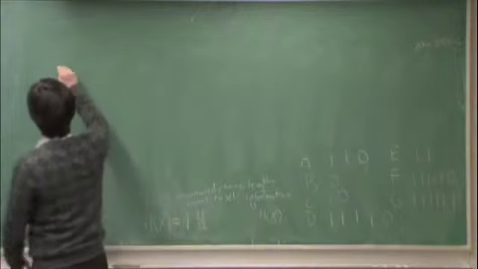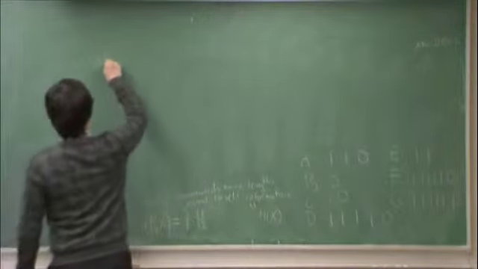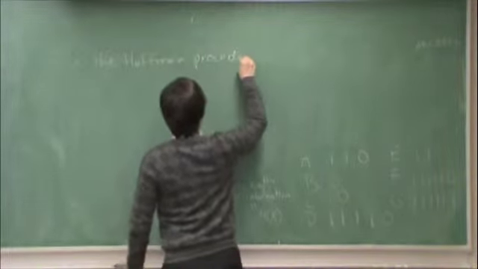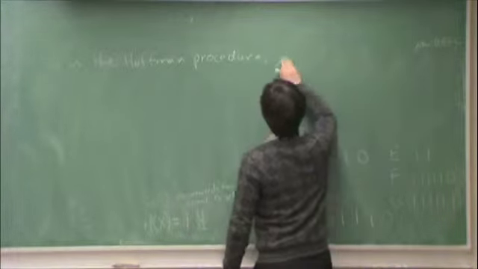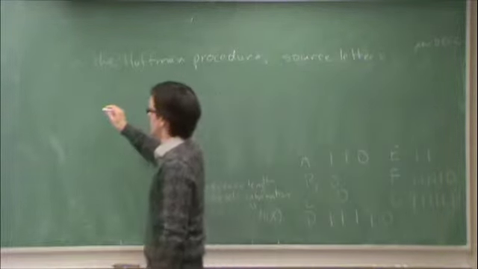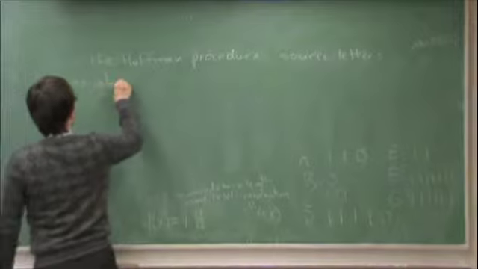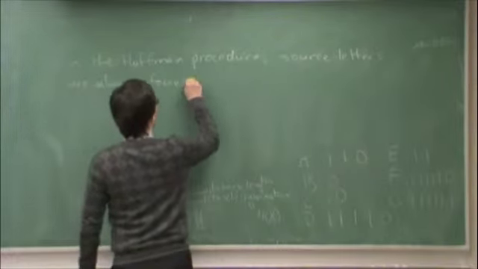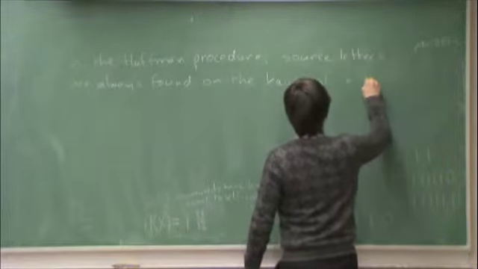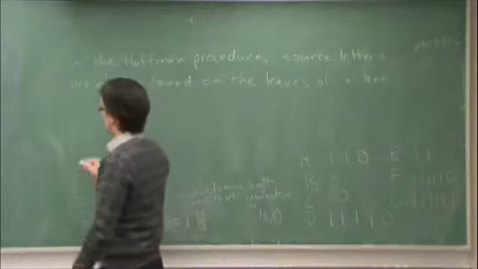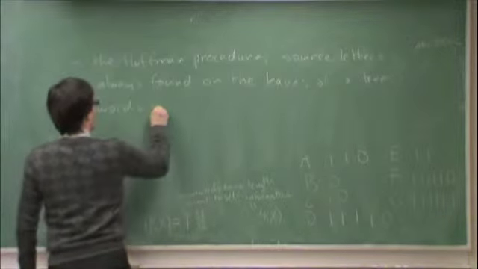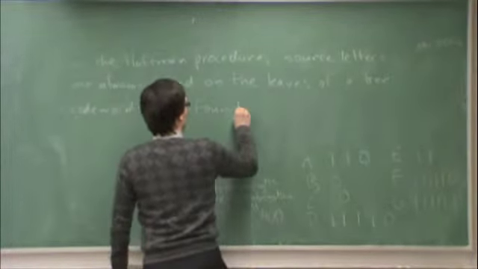that the code words in the Huffman procedure, the code words are the source letters, always arrive or are always found on the leaves of a tree. And the code words are found by traversing the tree.